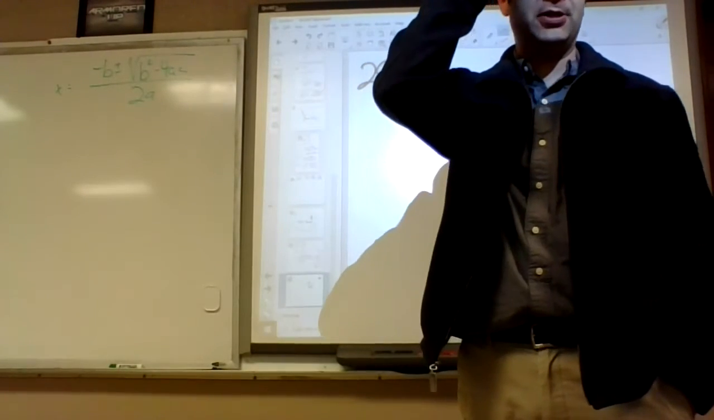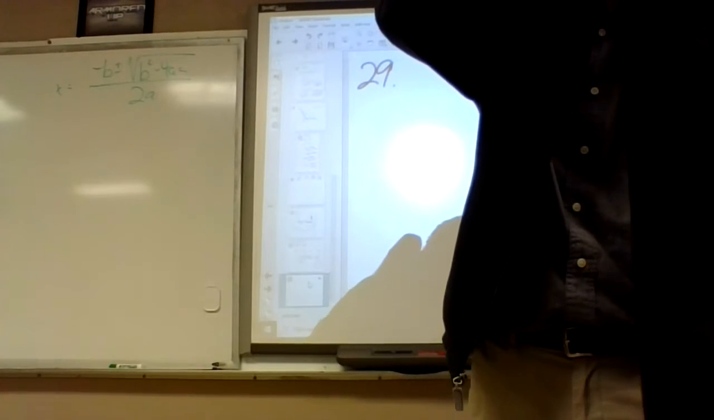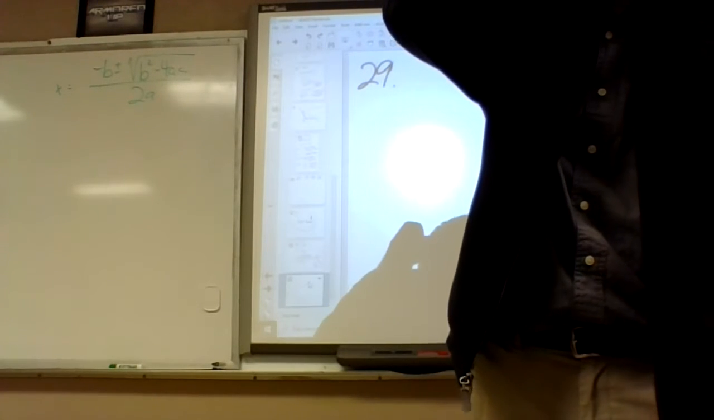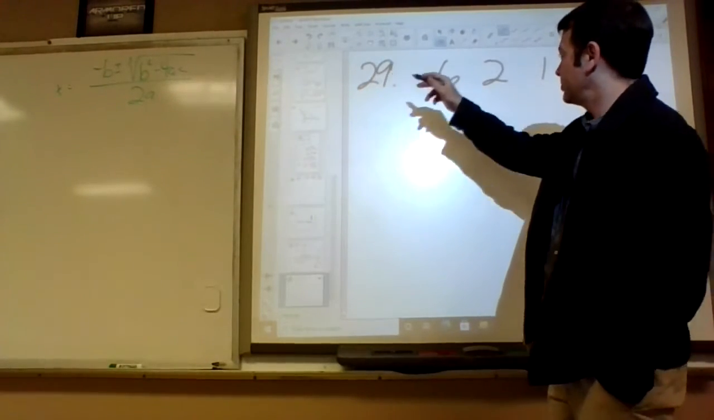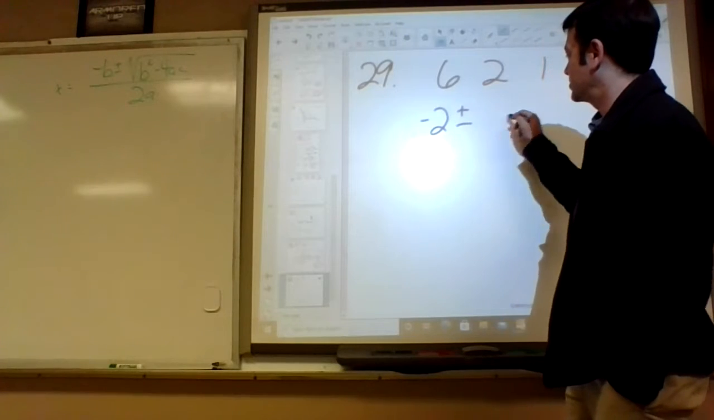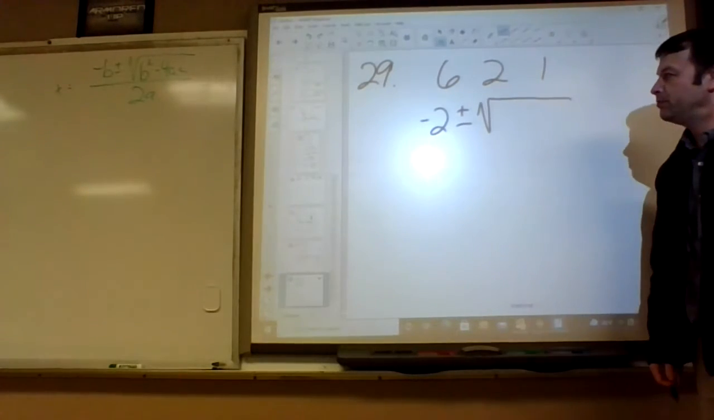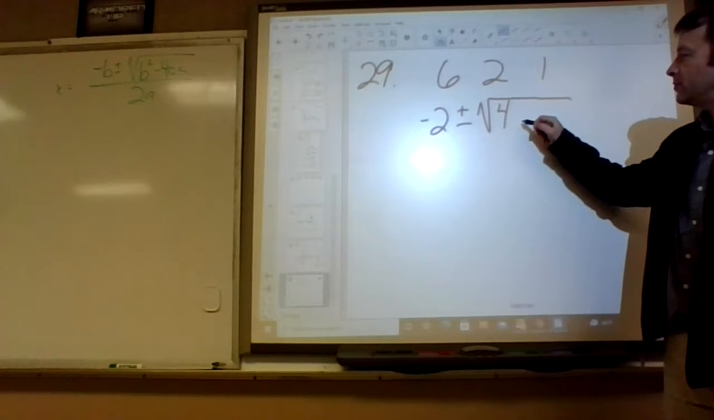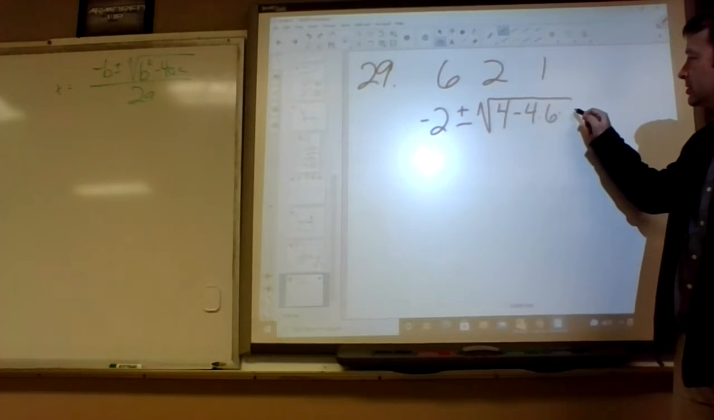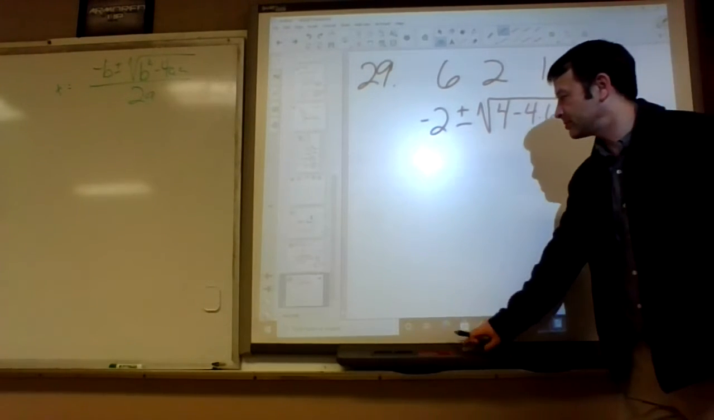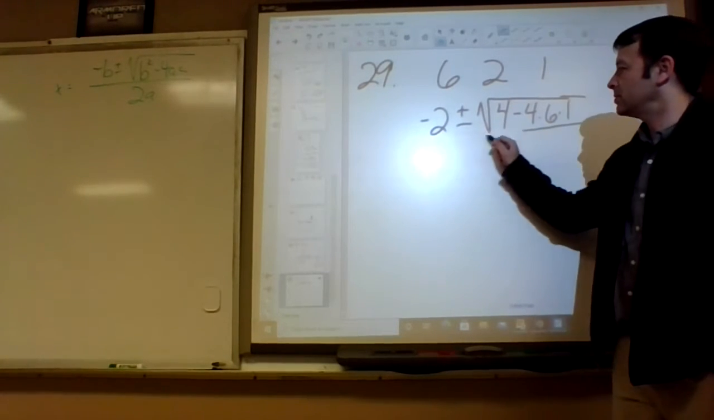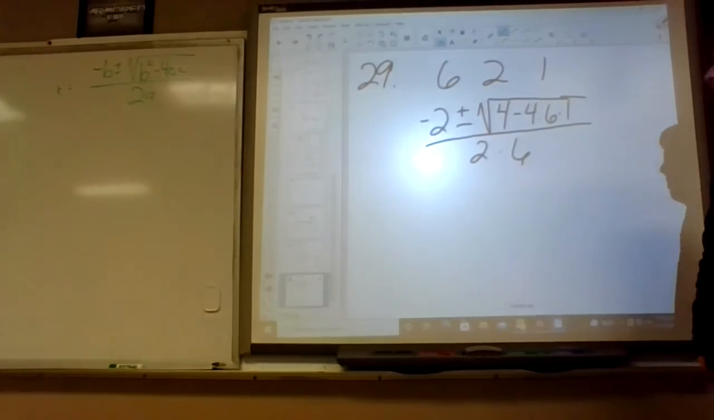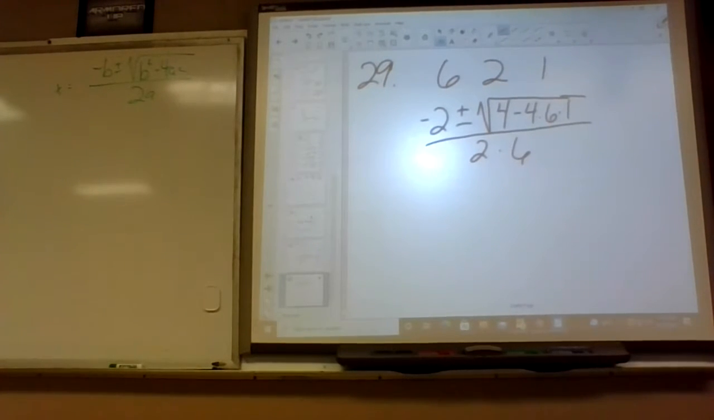Cooper, what's my A, B, and C on 29? Your A is 6, your B is 2, and your C is 6. So negative b would be negative 2 plus or minus the square root of b squared, which would be 4, minus 4ac, all over 2a. 4 times 6 is 24. 4 minus 24 is negative 20.